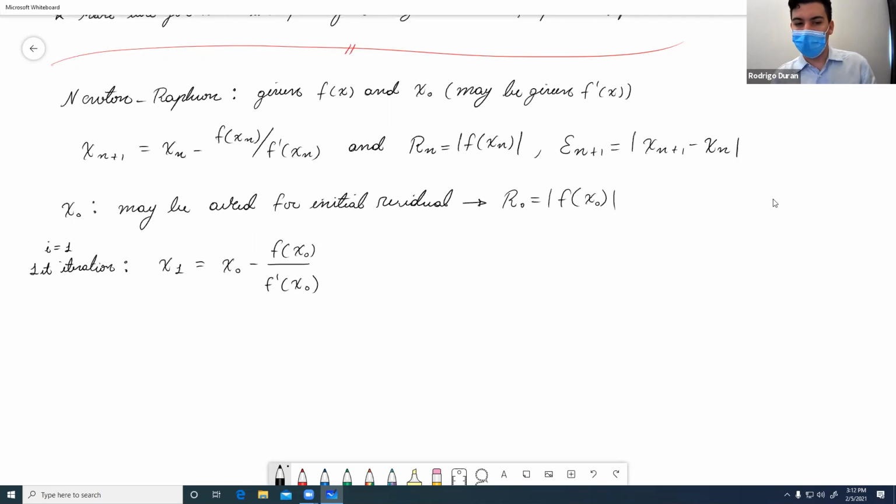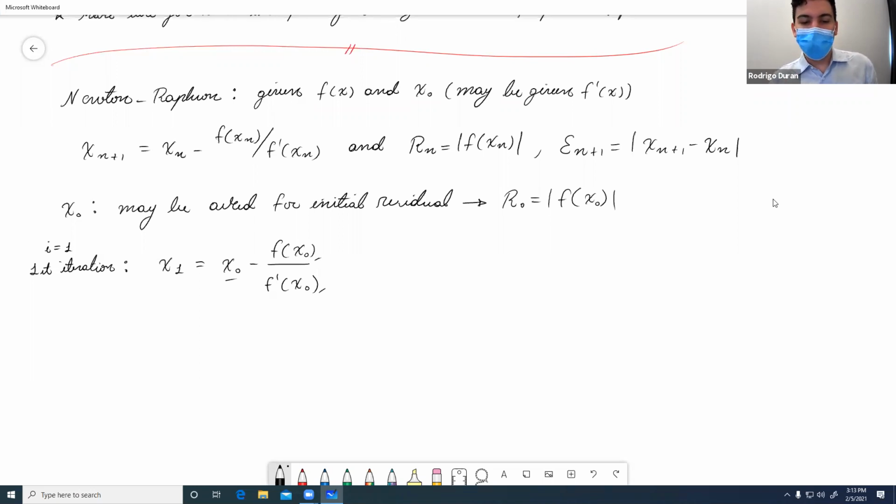And I know all of this. I know my initial guess. I know how to plug in. I hope you know how to plug the value into the function and evaluate the function. And if you have the prime, or if you calculate the prime, you take that x sub 0 and plug it into the f prime.